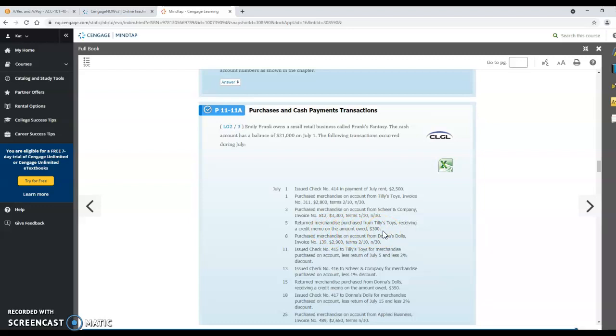Now, in the periodic system that we're on in this chapter, you might say, oh, well then we originally put this $2,800 into the purchases expense account, so we should now credit this $300 on purchases. But no, we don't want to credit purchases. So instead, we have a contra expense account called purchase returns and allowances, and that's the one we'll credit.